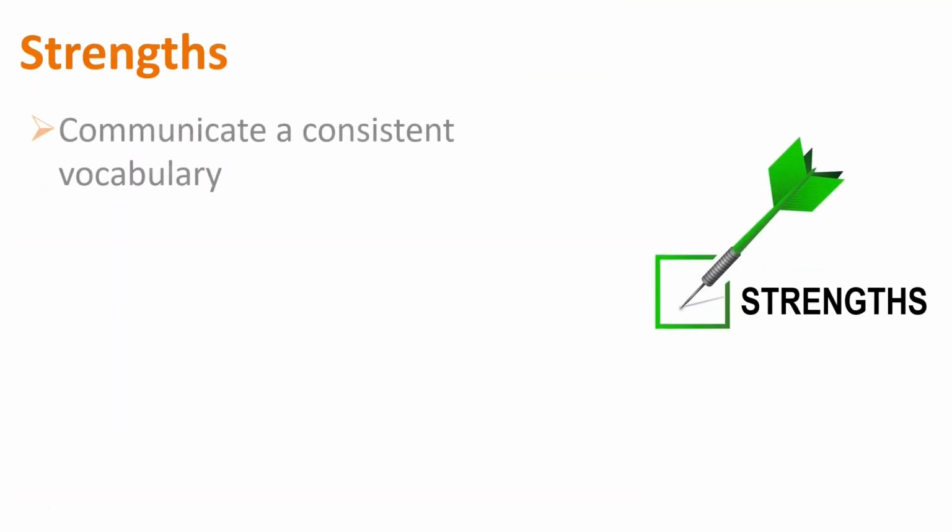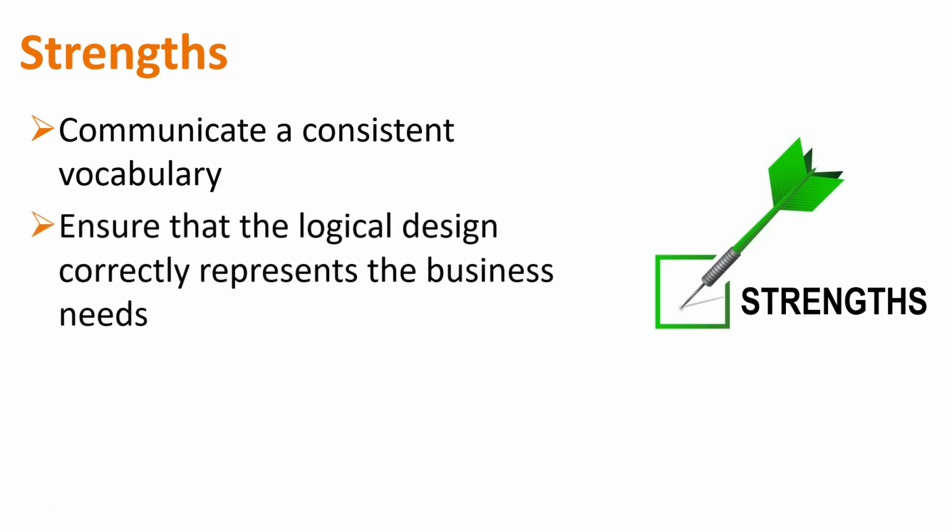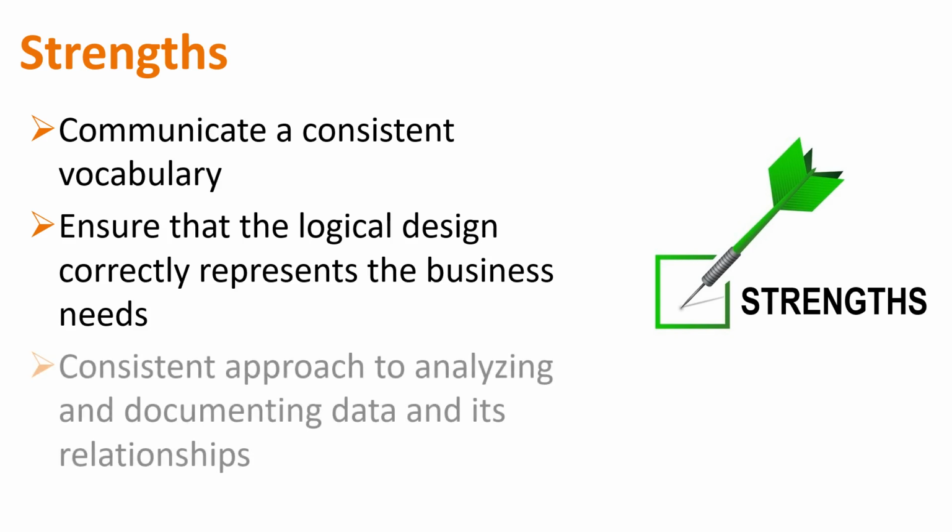Now, the strengths of doing data modeling is it helps us ensure consistency in how we communicate and the vocabulary we use about our data and what it means to us from a business perspective. It helps us make sure that our logical design represents the business needs so that it can be converted into a physical model that will work long term. It also gives us a really consistent way to document data and the relationships they have to one another, because if we get the data wrong, our systems are pointless, right? We have to have good data. We have to have a good understanding about how that data relates so that we can represent it in ways that can facilitate good business decisions.